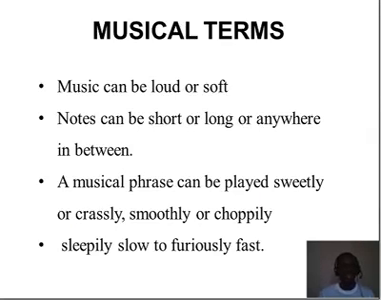Music terms. Let's first of all talk about music terms. Music can be loud or soft. It can be short or long, or anywhere in between. A musical phrase can be played sweetly or crassly. It can be played smoothly or choppily. And music can be played at many different speeds, from sleepily slow to furiously fast. The performer needs to know the information, and in most music, the information is written in Italian.